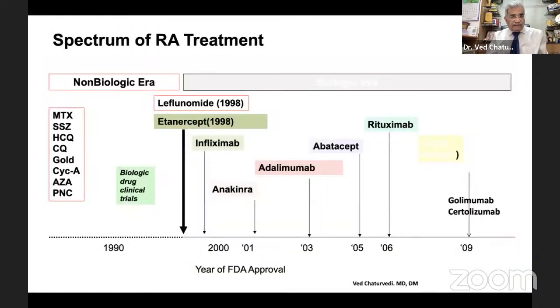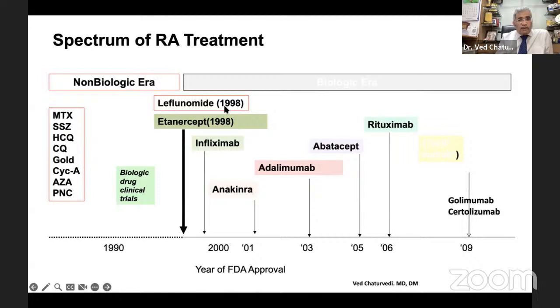This slide I wanted to show first: I joined rheumatology somewhere in 1990. In 1990, these were the drugs which were available: methotrexate, sulfasalazine, hydroxychloroquine, and gold. In fact, gold injections were used till 1990, and all these drugs were used. And then somewhere in 1998, another drug came, which is called leflunomide.